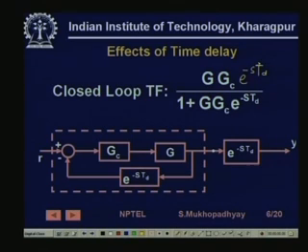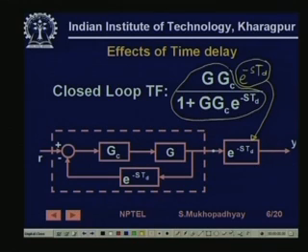So now this e to the power minus sTD, if I take it outside, then this part of the transfer function can be represented by this block. So you see that this closed loop transfer function we can represent in a block diagrammatic form in this manner, where there is a delay which is going to be caused in the response.